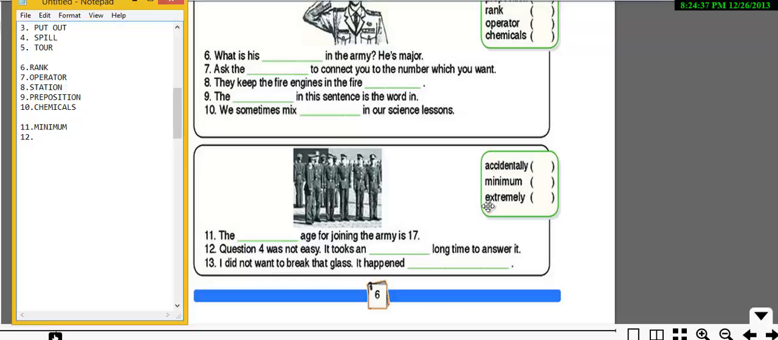Well, maybe you want to use extremely here more than accidentally. I'm trying to pretend to be a student here that doesn't really understand what's happening and trying to work it out in a very short process. So you're going to use extremely here because accidentally is something indicated with the meaning here. I didn't want to break the glass. You didn't want it. It just happened. So it's accidentally. So the only one left for you for number 12 is extremely.